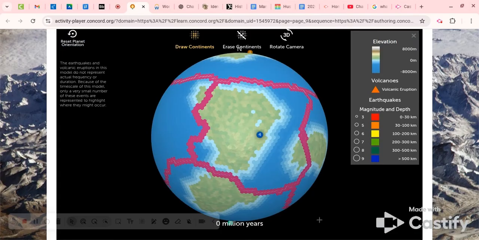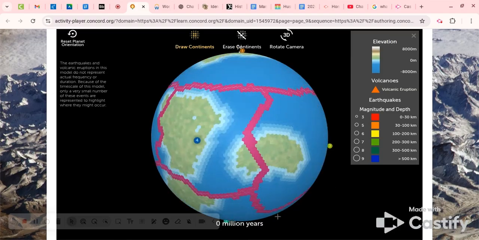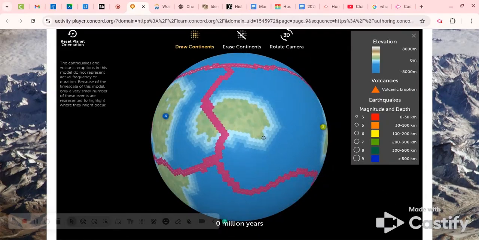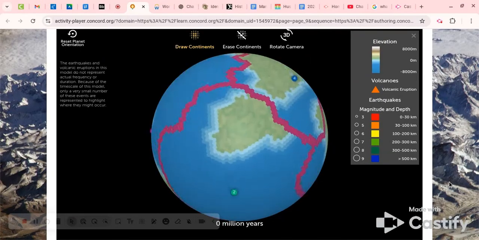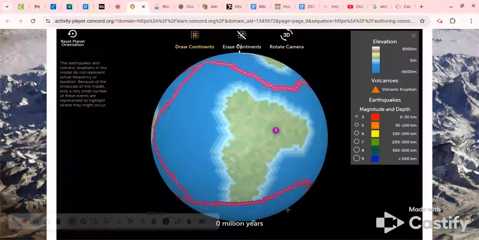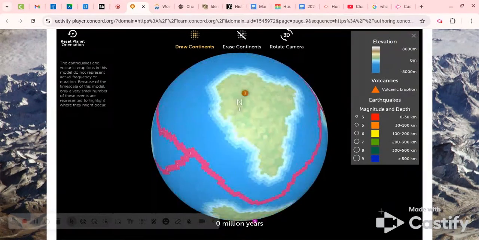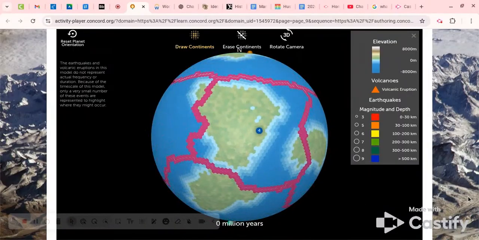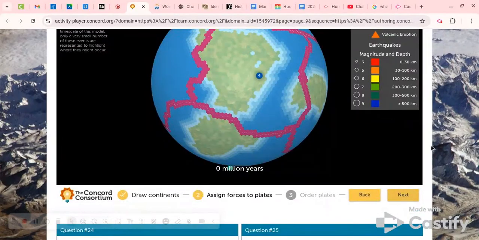So first I just wanted to start off by showing you guys my continents. Right here's the plate 4, which is our main focus. I drew a little continent right here over that border, one down here, one in the North Pole, and then I'm going to set some forces to plates.